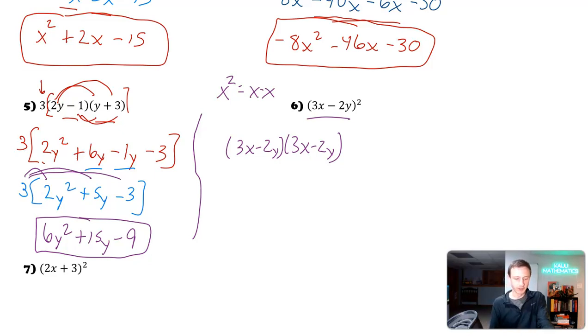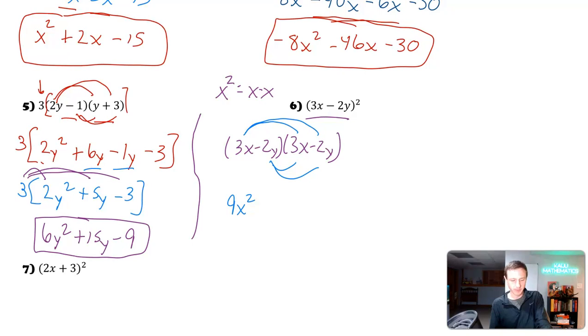I have a binomial times a binomial, so 3x times 3x, 3x times negative 2y, negative 2y times 3x, negative 2y times negative 2y. So no formulas need to be memorized, nothing that you've got to rely on your memory for. You just got to know how to square a number. So 3x times 3x is 9x squared. 3 times 3 is 9. X times x is x squared.